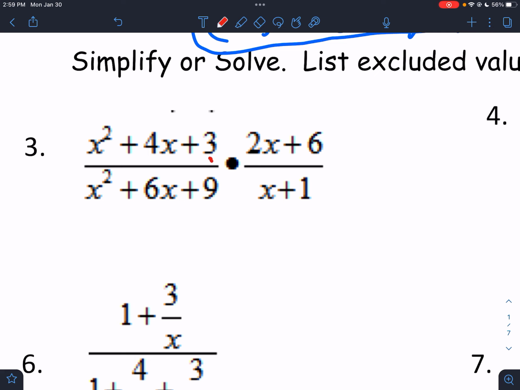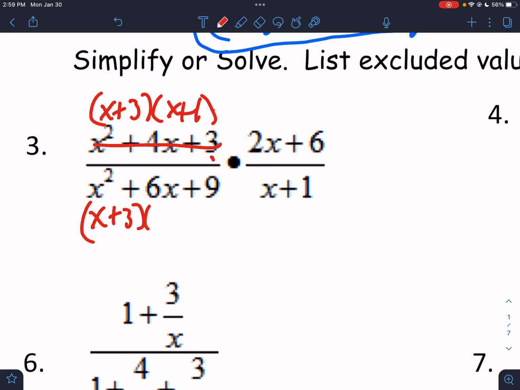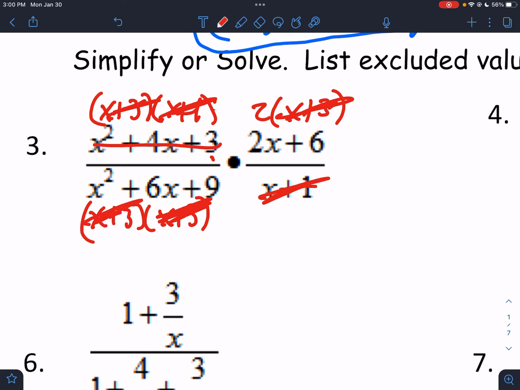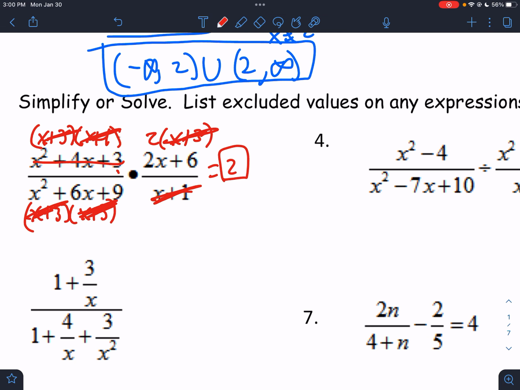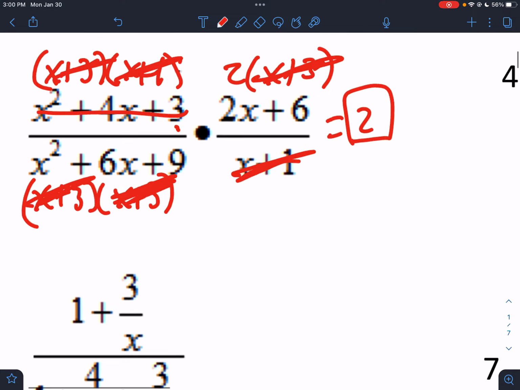But here we have factors of 3 that add up to 4. This is going to be x plus 3 and x plus 1. That's the top. Down here with factors of 9 that add up to 6, that's x plus 3 and x plus 3. Over here, we can pull a 2 out, leaving me with x plus 3, and then we have an x plus 1. And anything in the numerator can cancel with anything in the denominator. So these x plus 3s would cancel out, these x plus 1s would cancel out, these x plus 3s would cancel out. That leaves me with a 2 on top, or just the answer 2. Perfect. And we make sure that 2 is never in the denominator. It is not. Does 2 make anything 0? No, so we're good.